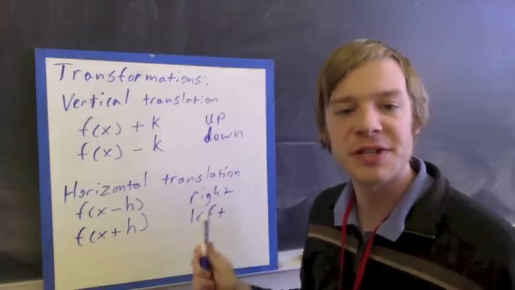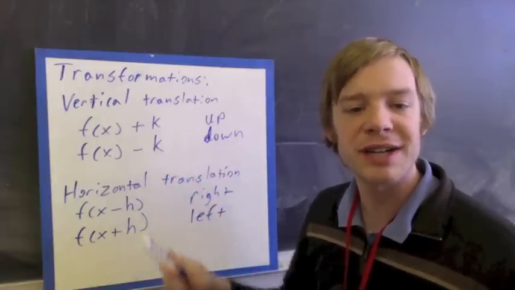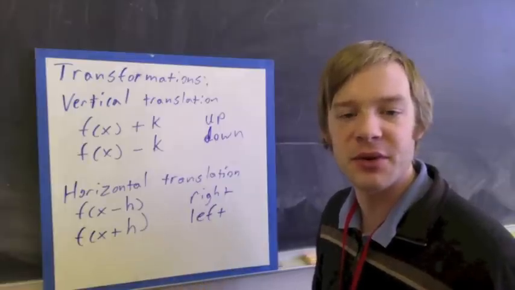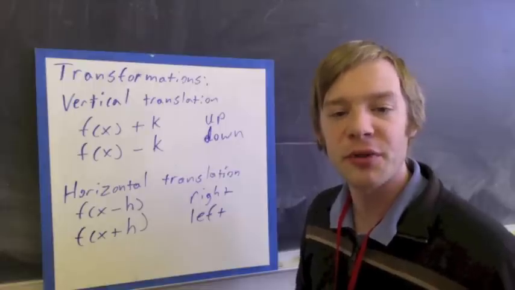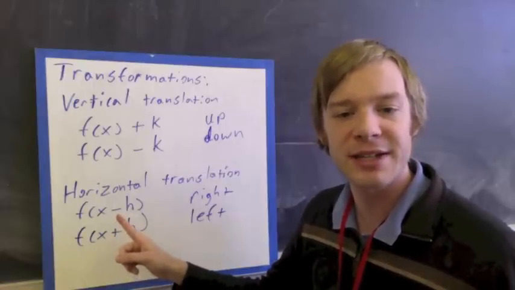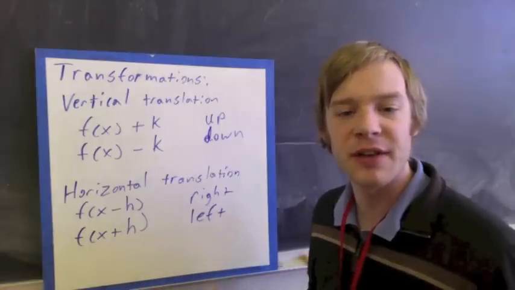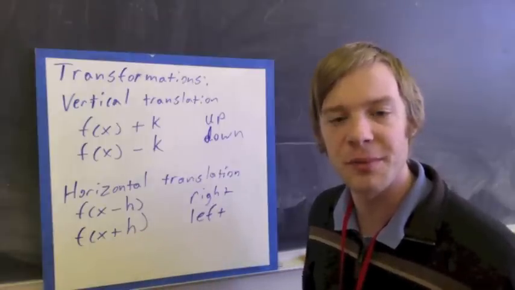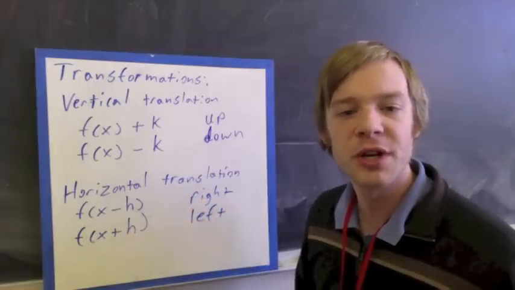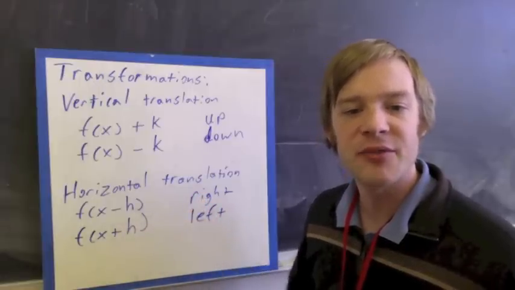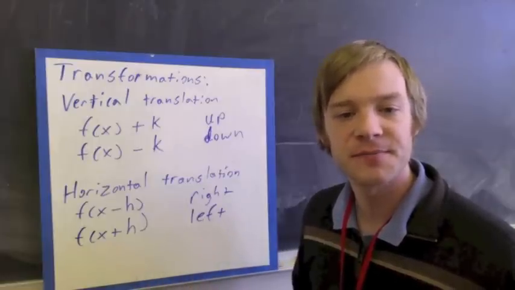Horizontal translations are very similar, but instead of adding or subtracting outside, we are adding or subtracting inside the parentheses there. We're adding or subtracting what we are plugging into the function. And the other important thing to note is that if we are subtracting h, we move to the right, and if we are adding h, we are moving to the left. So it may seem a little bit backwards of what you would imagine, but if we are subtracting h, we shift our whole function to the right, that many spaces, and if we are adding h, we shift our function that many spaces to the left.